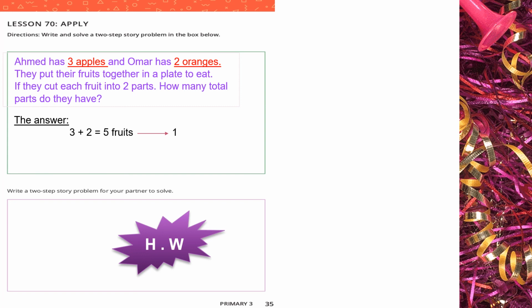If they cut each fruit into 2 parts, we have now 5 fruits. They cut the 5 fruits, each one into 2 parts. How many total parts do they have? Each one from these 5 will be 2 parts. So I will multiply 5 times 2 equals 10 parts. This is step number 2.